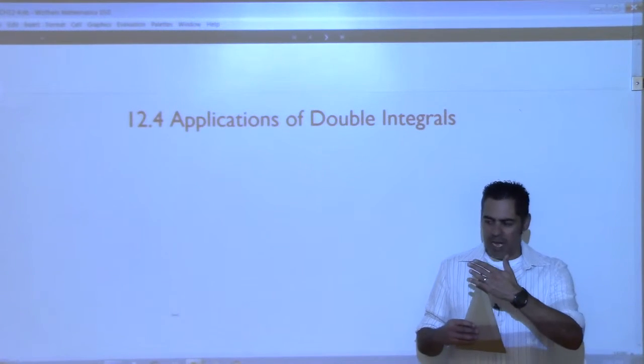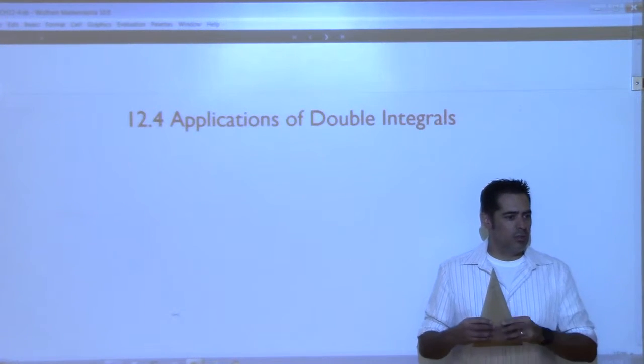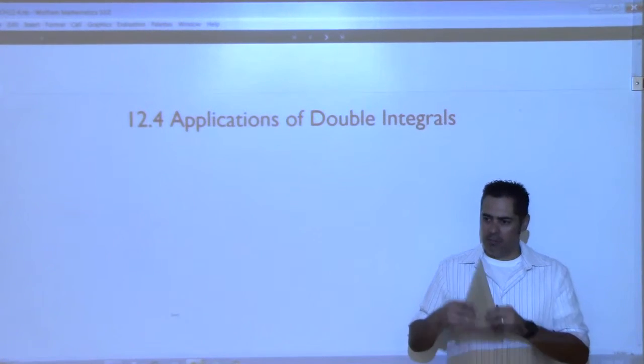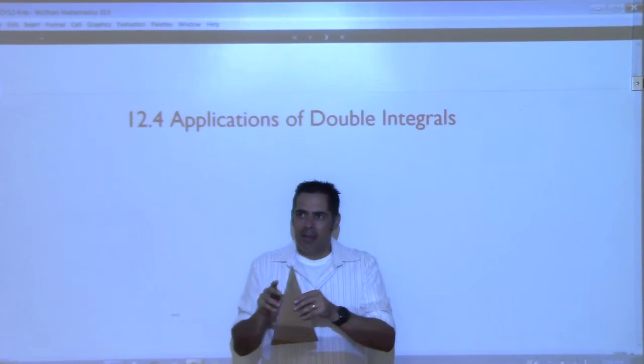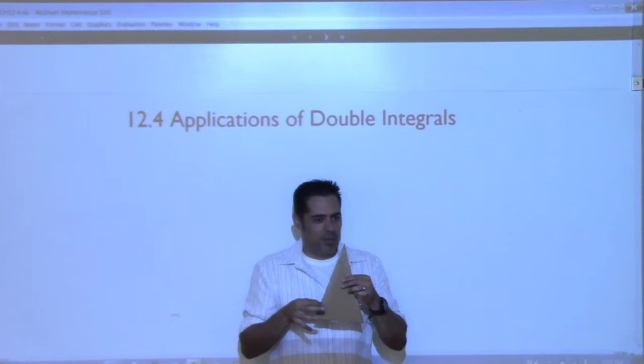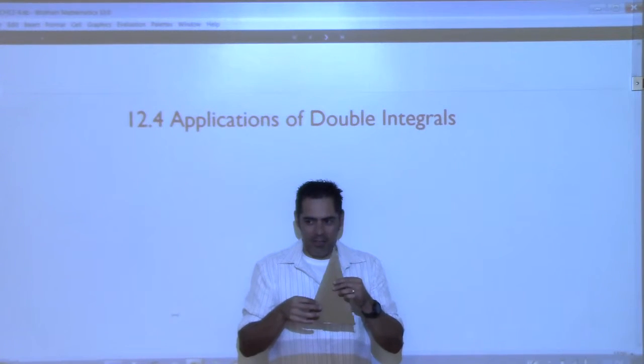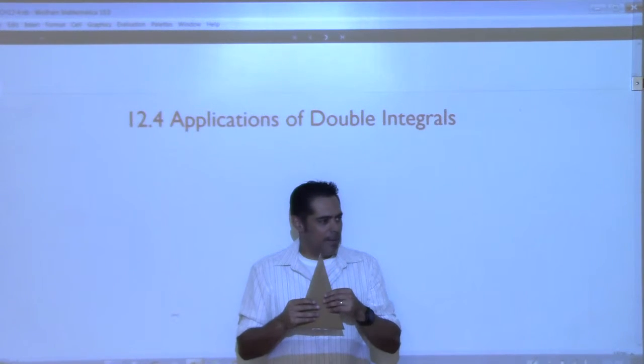I want you to imagine this as being a two-dimensional sheet of something. We have this two-dimensional sheet of something here. So we have to think that this does not have thickness to it. This has no thickness. It's just a sheet. That's a lamina.